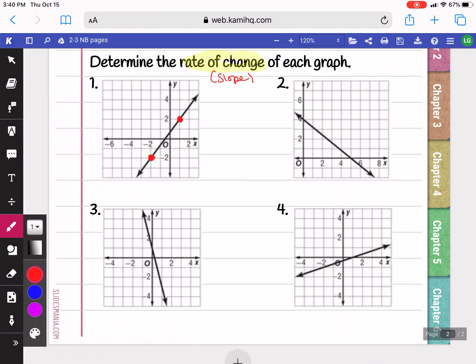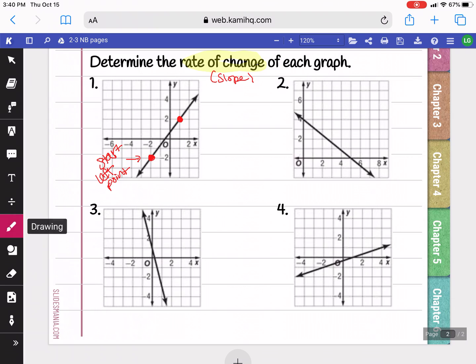So you want to pick points that you know exactly where they're crossing through. From here, I'm going to do my rise over run. Remember, you start at your left point. So I'm going to start at the left point. And first you do your rise. So you ask yourself, to get to my next point, do I have to go up or down? Well, this one needs to go up. So we're going to count how much it goes up. 1, 2, 3, 4. So it goes up 4.